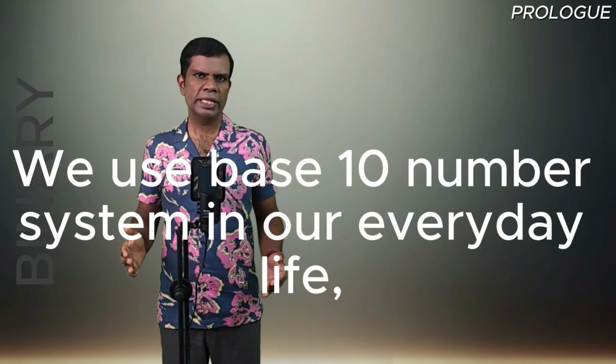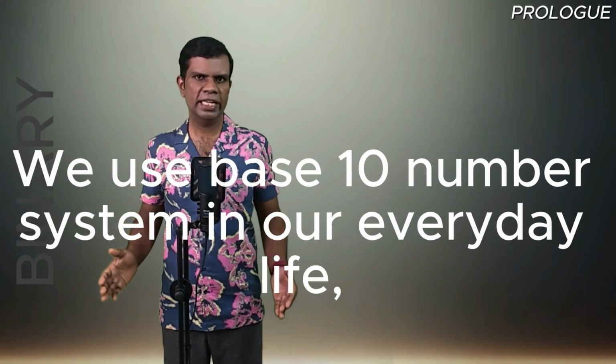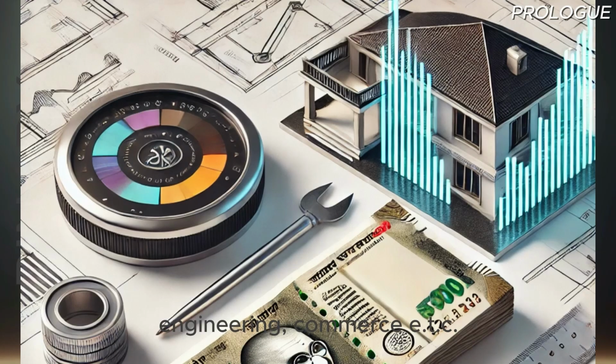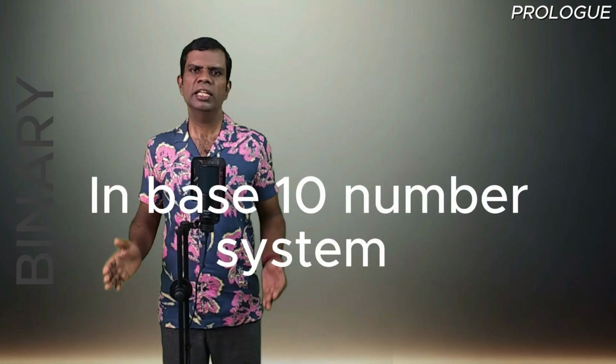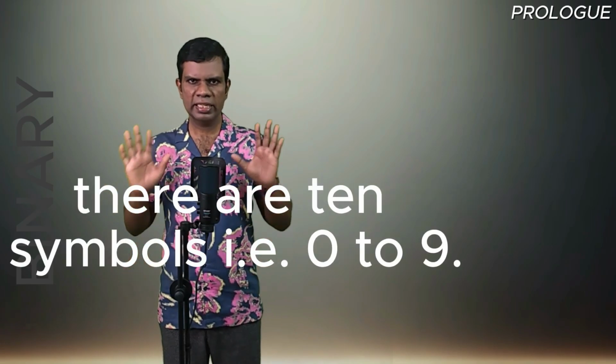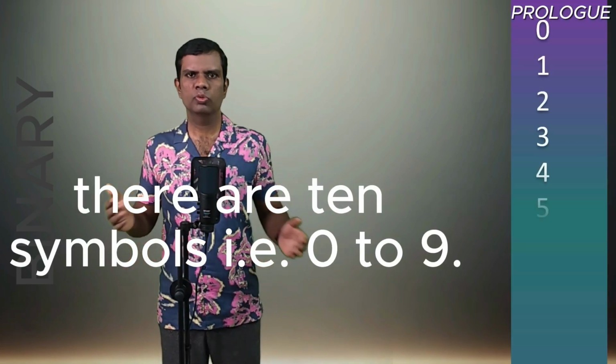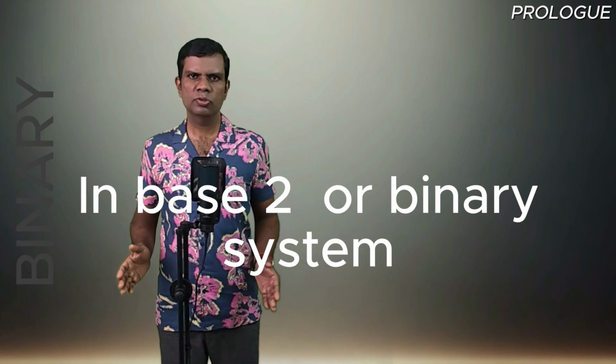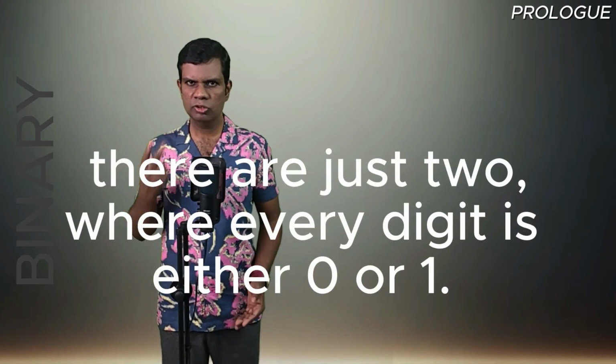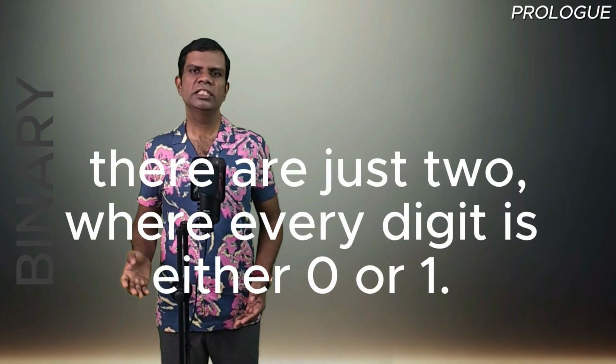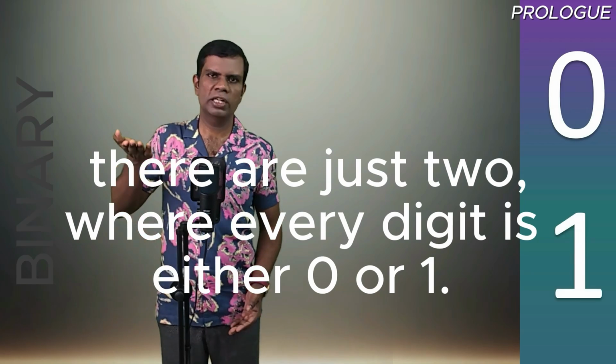We use the base 10 number system in our everyday life, engineering, commerce, etc. In the base 10 number system, there are 10 symbols, 0 to 9. In the base 2 or binary system, there are just 2, where every digit is either 0 or 1.